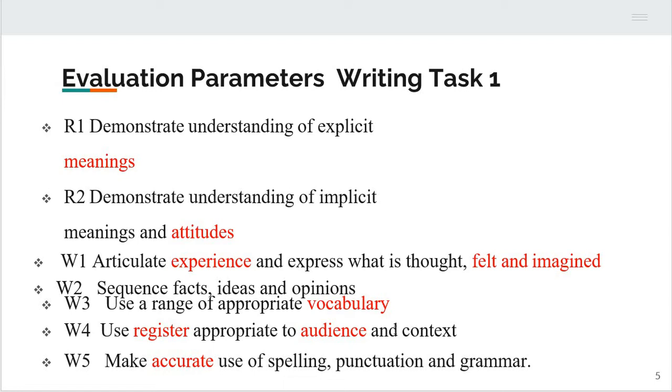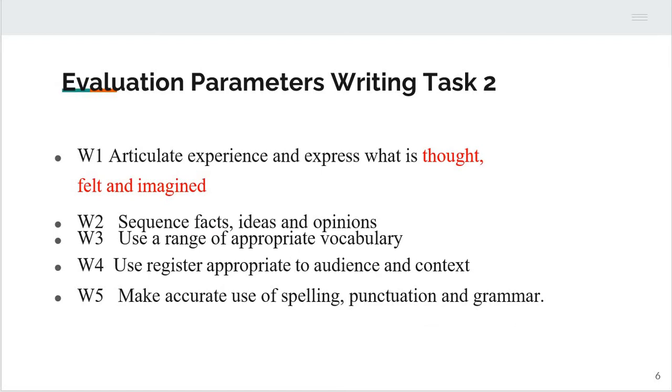Use a range of appropriate vocabulary. Vocabulary should be diverse. It should not happen that one word is repeated frequently. Use register appropriate to audience and context. Register means the particular vocabulary of that profession. Accuracy in language. Accuracy in the sense that spelling should be correct, punctuation marks, and grammar.